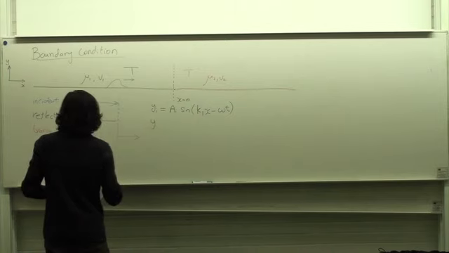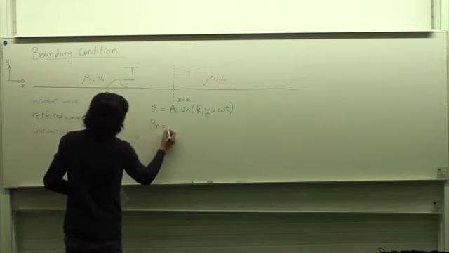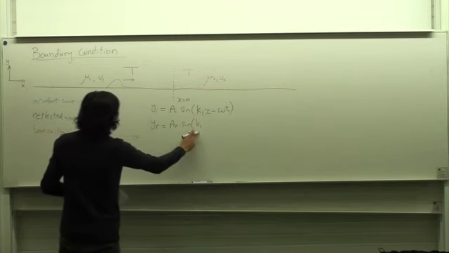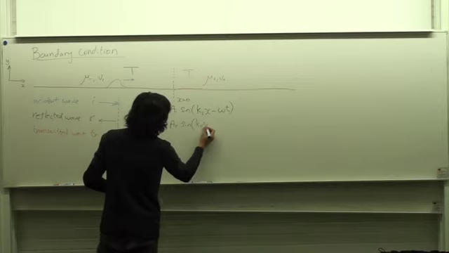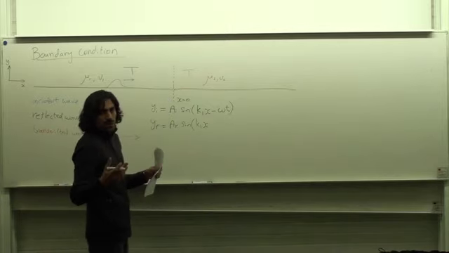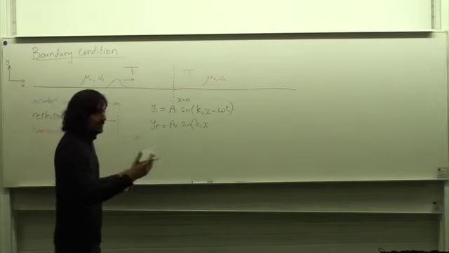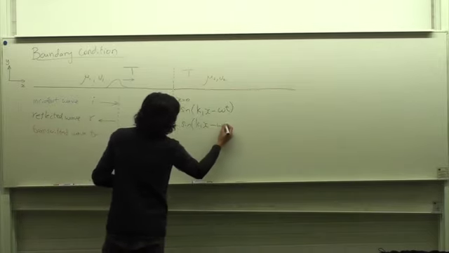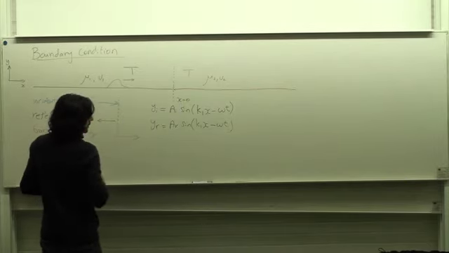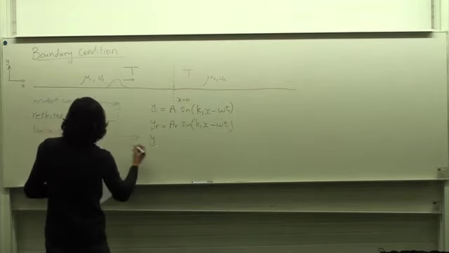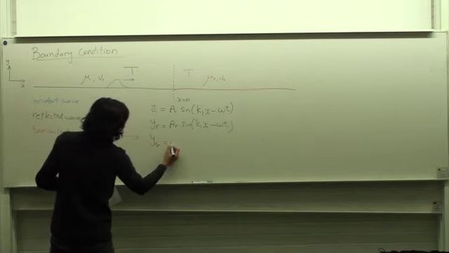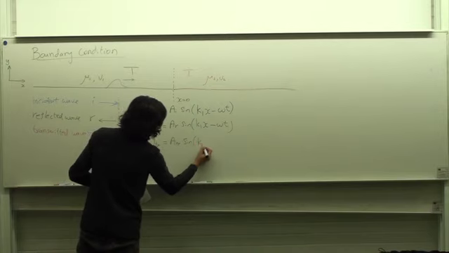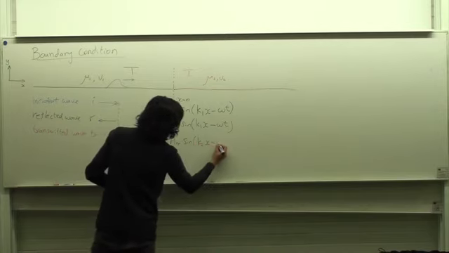We have y reflected, A_R sine, same thing, k1, because this is the wave number of this side, which we would expect to have a different period and a different wavelength compared to the other side, minus omega t. And finally we have y transmitted, amplitude of the transmitted, A_TR, sine, now k2 x minus omega t.